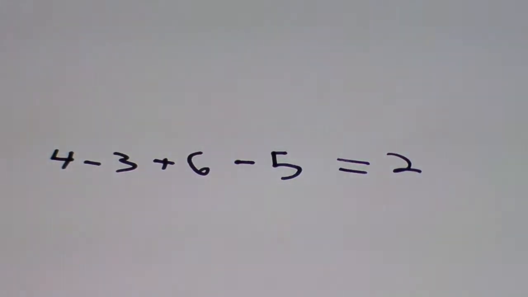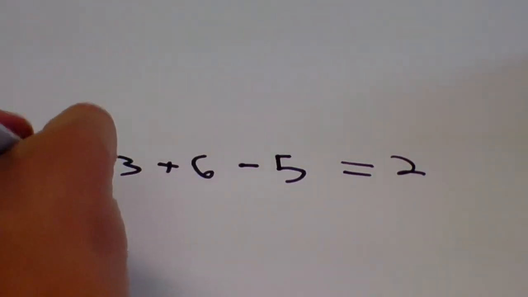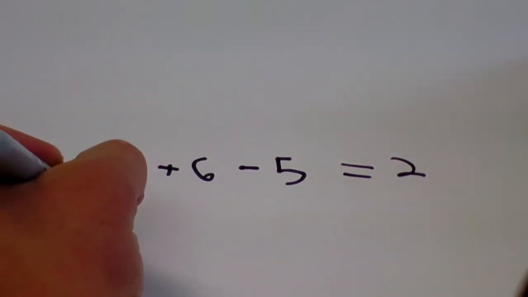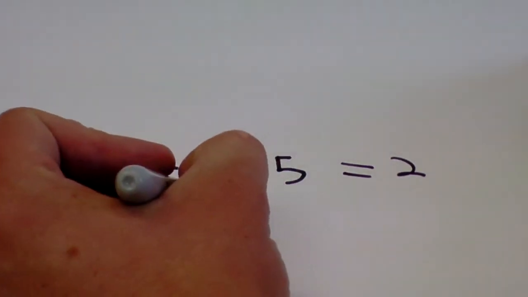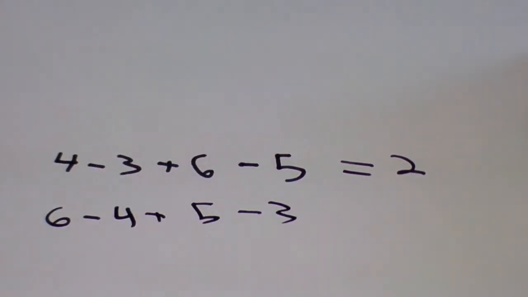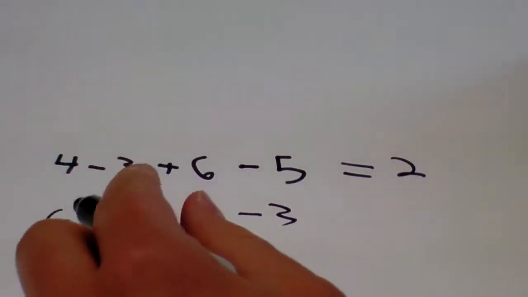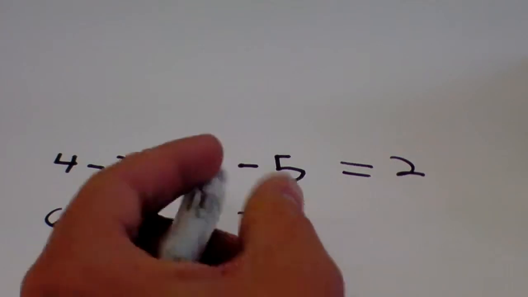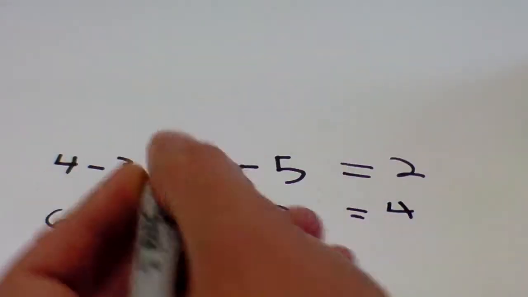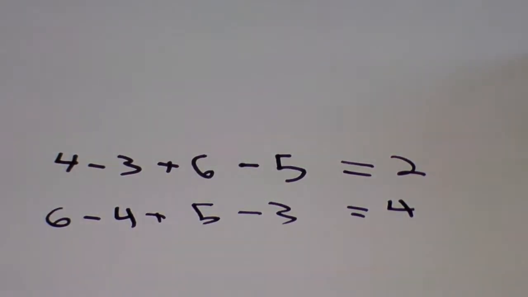But since we know that subtraction is really the same as addition, can we just use the associative property of addition and apply it to subtraction here and say, oh, I don't know, we want to take 6 minus 4 plus 5 minus 3. Well, let's see how that works out. 6 minus 4 is going to be 2, plus 5 is 7, minus 3 is 4. So why didn't that work?